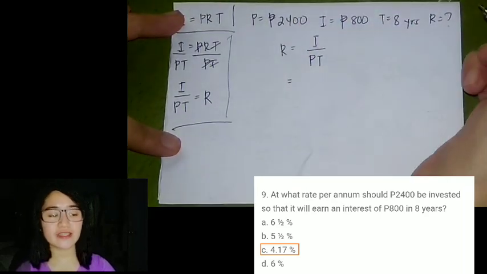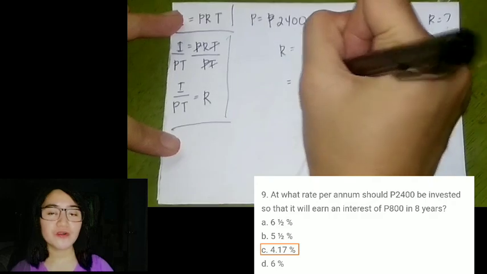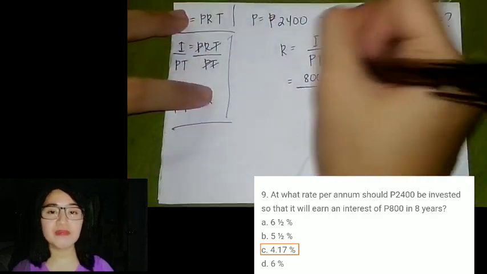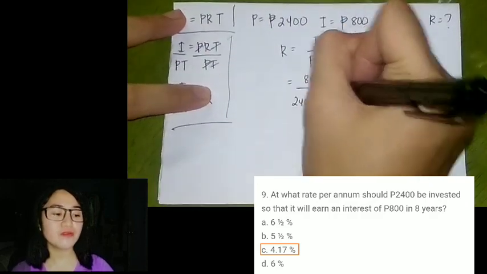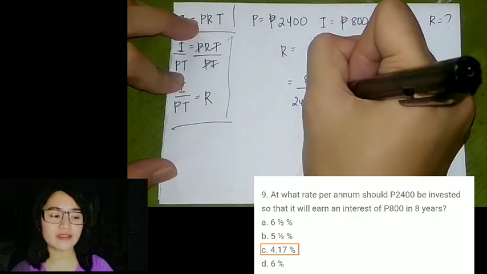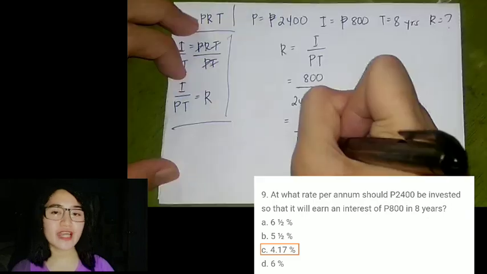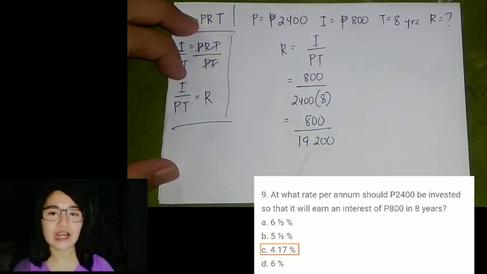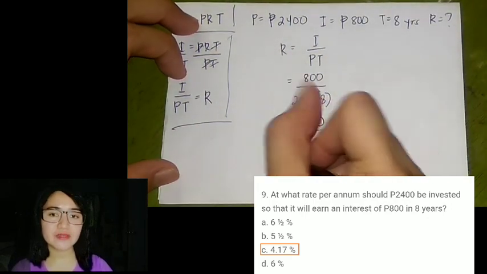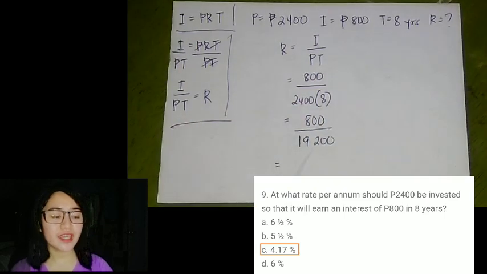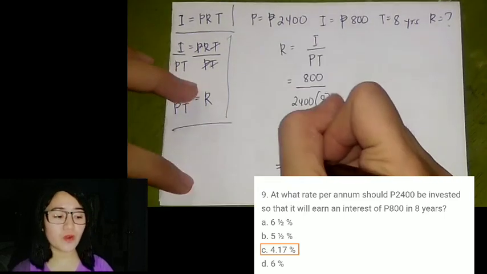So, i-substitute na natin yung given sa formula. So, yung I magiging 800, yung P magiging 2,400, at yung T naman is magiging 8. So, first is i-simplify natin yung nasa baba. So, 2,400 times 8, that is 19,200. The next step is i-divide na natin sila. So, 800 divided by 19,200.